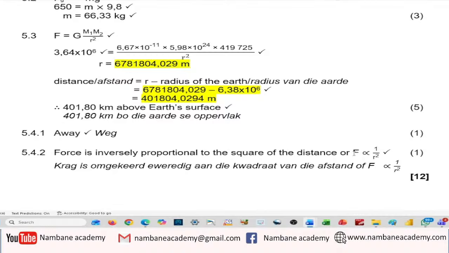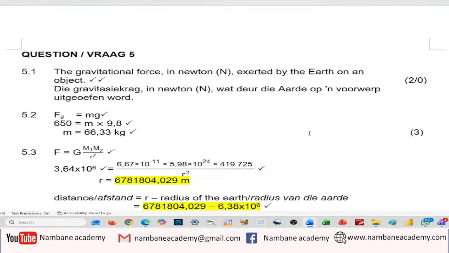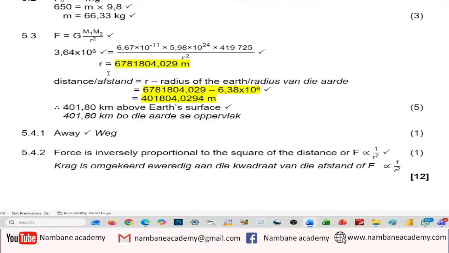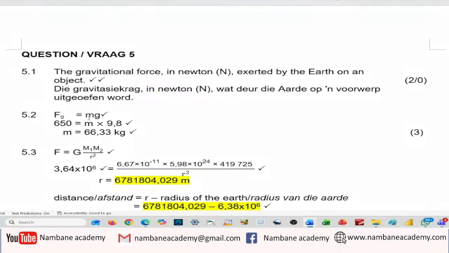Here we were not specific. F is inversely proportional to the square of the distance. So that will be 1 mark. The mark allocation: we said 2 marks for 5.1. If a learner does not write the gravitational force, taking her weight and gravitational force as the same thing, and just starts by saying the force exerted by Earth on an object, it is 2 or 0. Then 1 mark for the formula, Fg equals mg, or W equals mg, then 650 multiplied by 9.8 for the whole substitution, 1 mark, and 1 mark for the mass.